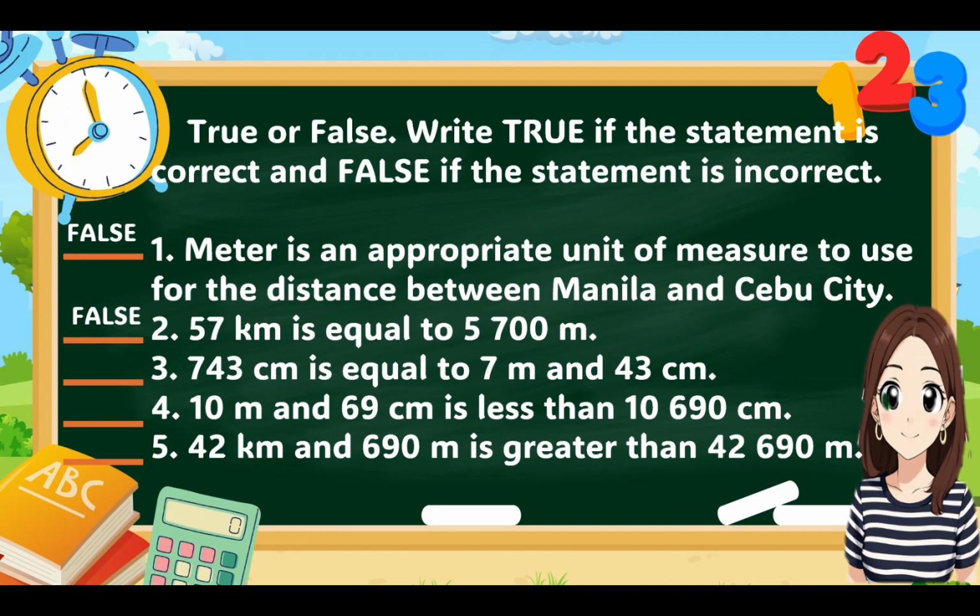Number 3, 743 centimeters is equal to 7 meters and 43 centimeters. That is true. Number 4, 10 meters and 69 centimeters is less than 10,690 centimeters. True, because there should be 10,690 centimeters to make them equal. Number 5, 42 kilometers and 690 meters is greater than 42,690 meters. That is false because they're actually the same or equal.